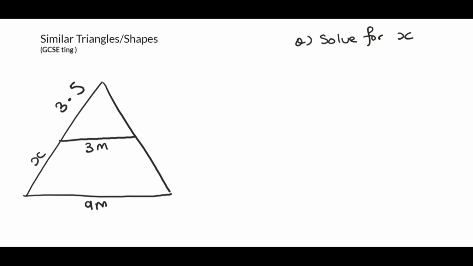All right, cool. So these are the steps. The first thing you're going to do is, as you can see, there's one big triangle, and then there's one little small one hiding right in here.